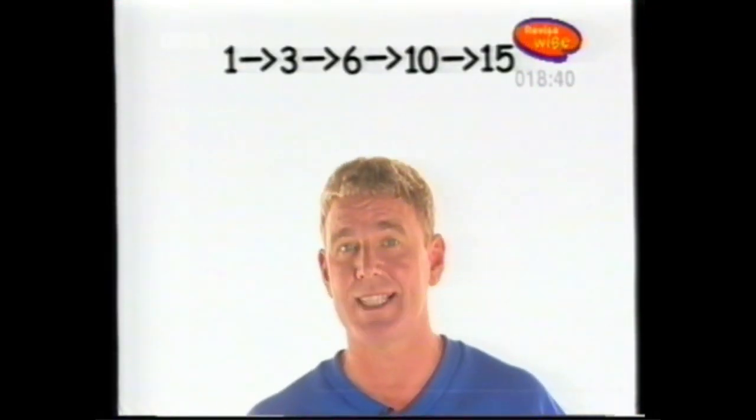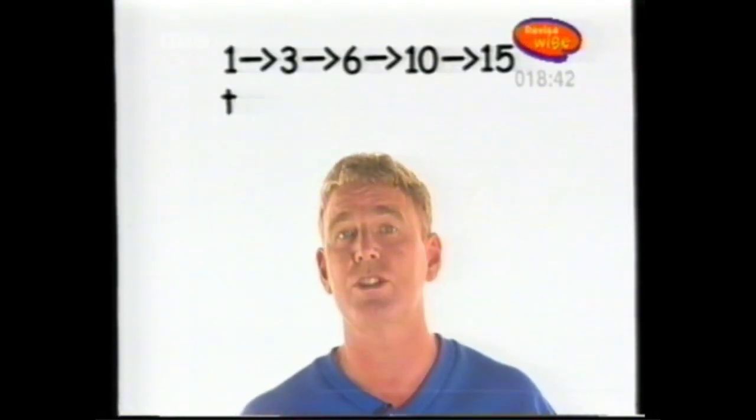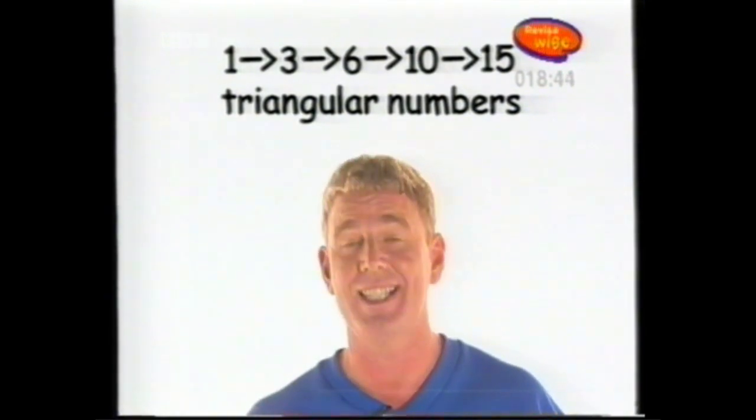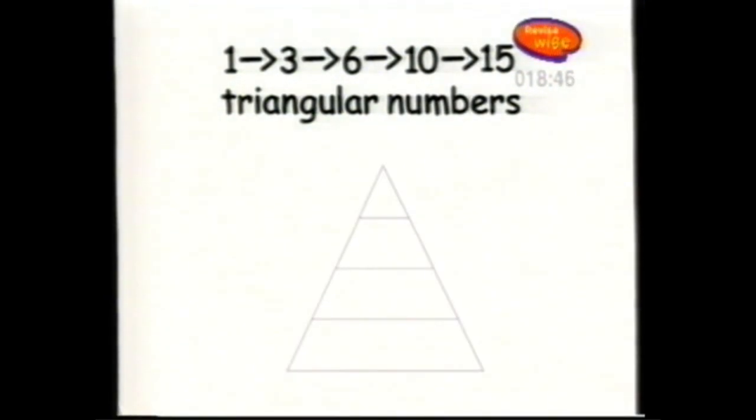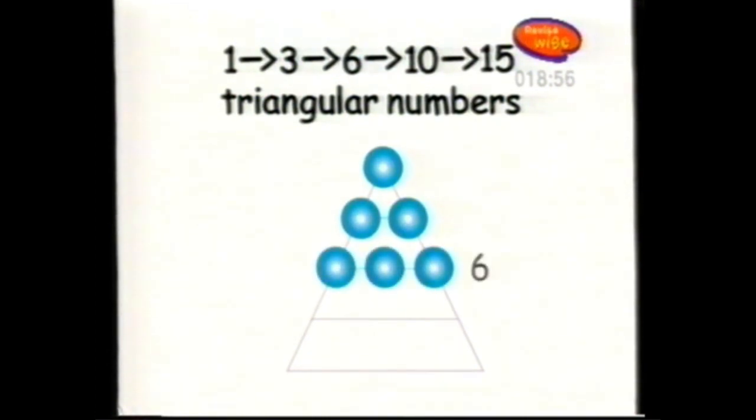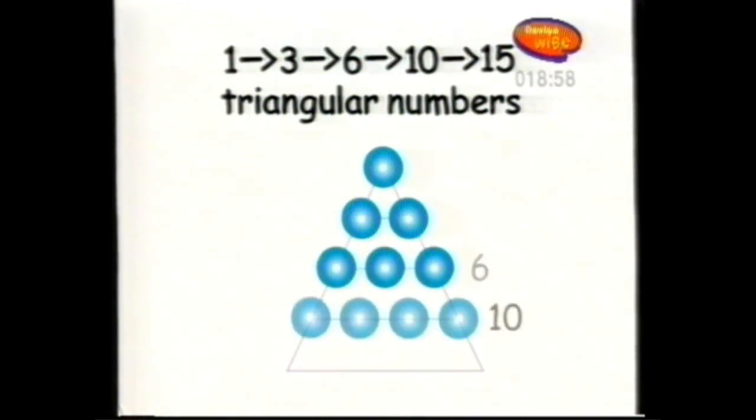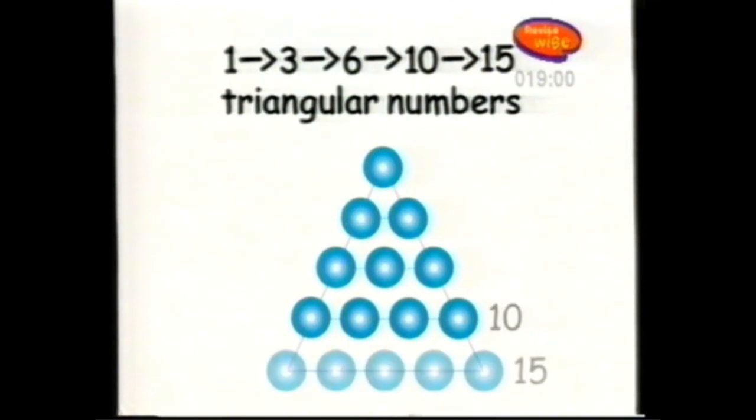There's a special name for this sequence of numbers. They're called triangular numbers, and this is why. Each of these numbers can be made into a triangle shape. Start with 1, then 3, then 6, then 10, then 15.